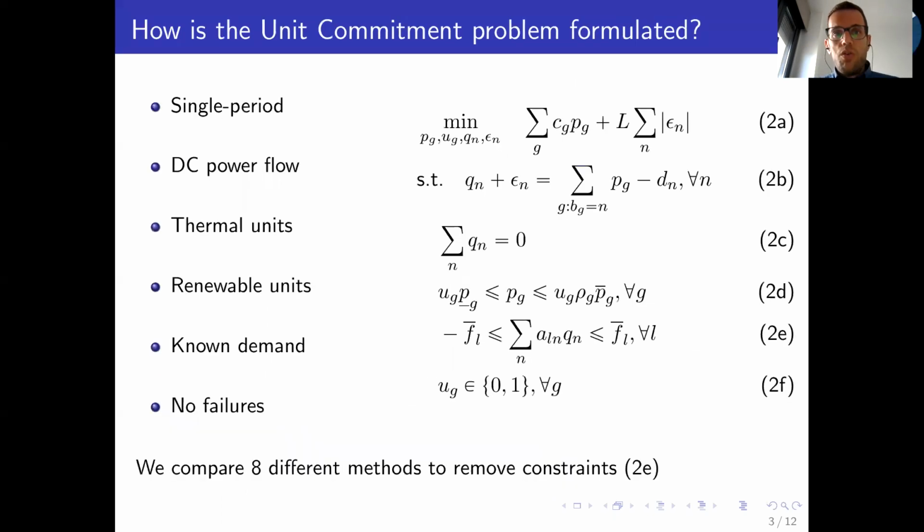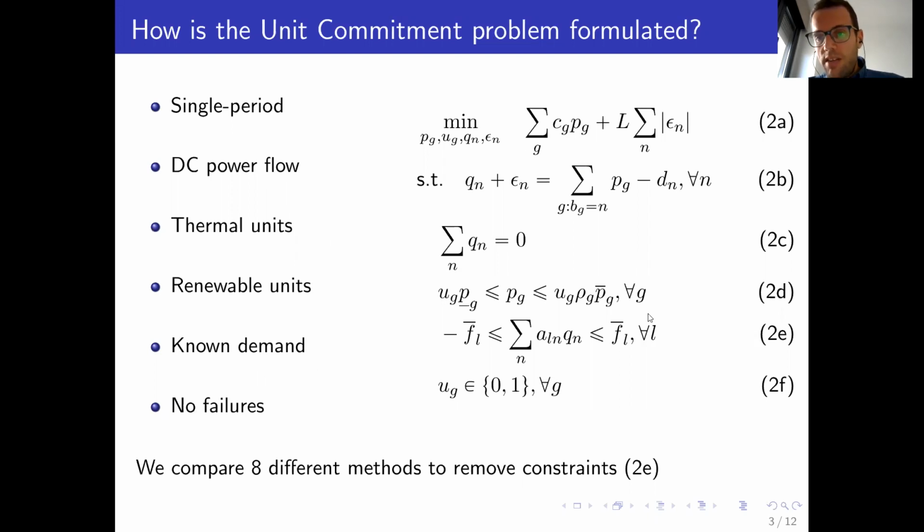And then we try to do the same with the unit commitment problem. We have some assumptions to keep things simple. We have a single period unit commitment. We assume DC power flow. We have thermal units with a technical minimum. We have renewable units with a capacity factor affected by weather conditions. We have no uncertain demand, and we disregard failures.